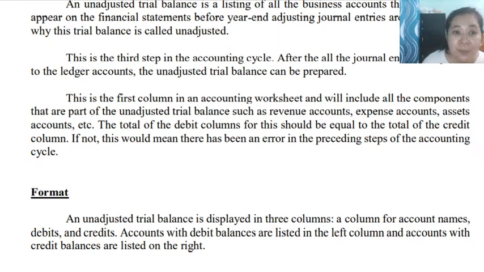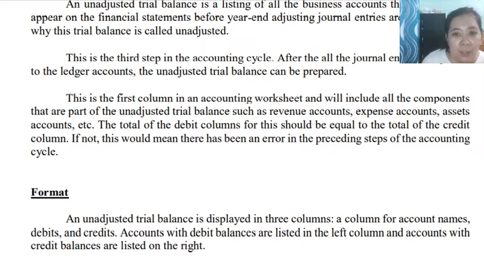If not, meaning there has been an error in the preceding accounting cycle, in the accounting records or journal entries, or the balances coming from the ledger. That's where the error may be coming from, because in this step in our worksheet, in our unadjusted trial balance, we just summarize in a report form the transactions that were recorded and their balances were computed.